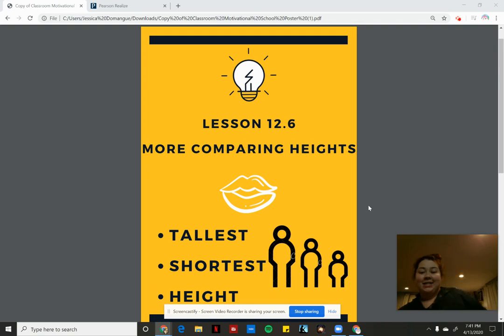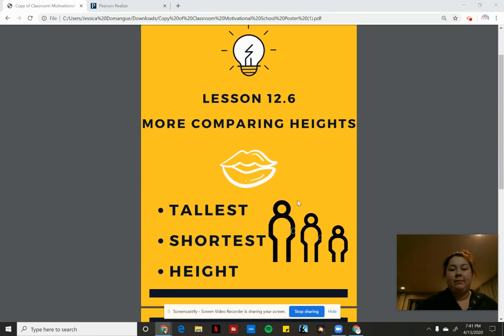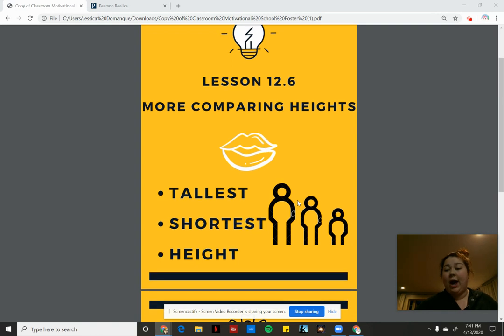Hi, scholars. Today we're looking at lesson 12.6, and we're going to be comparing more heights. So if you look at the ellipse symbol right here where we're talking about our academic words, you can see that we're still talking about height, which is how tall the top of something is. How high does it go up?